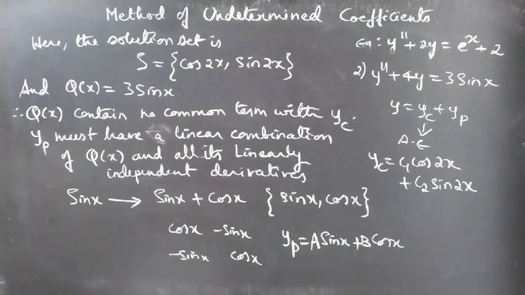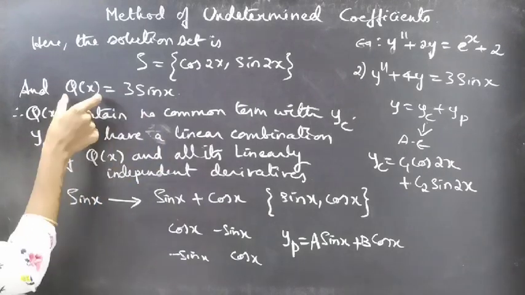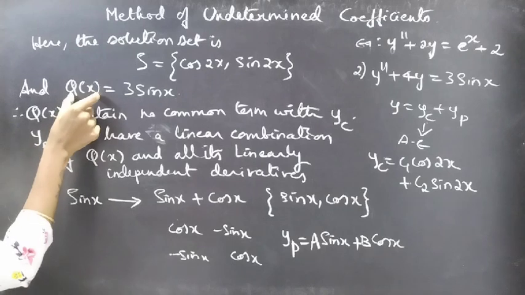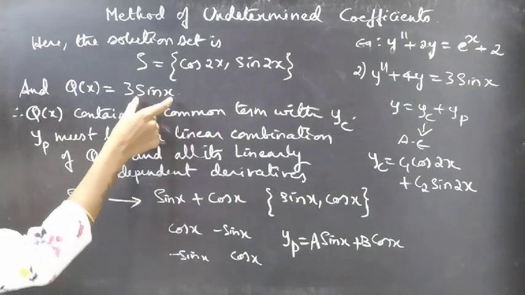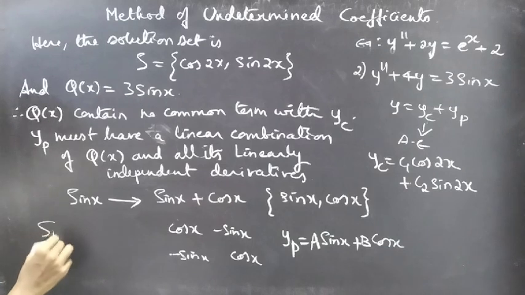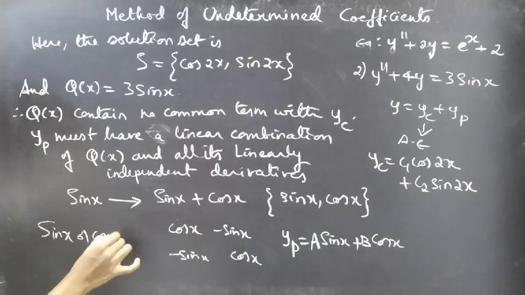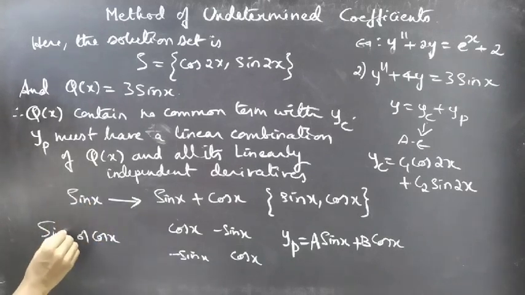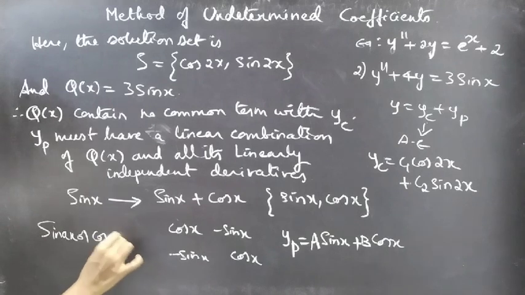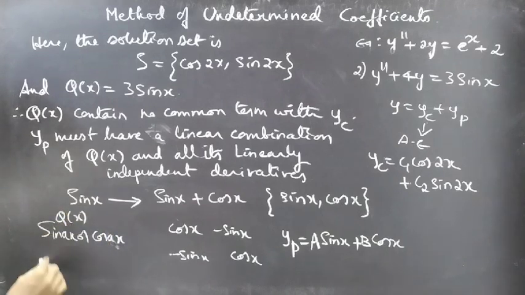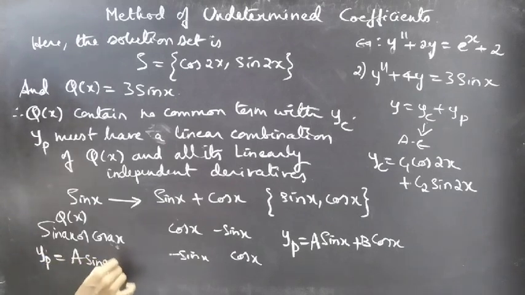Or directly, when you see sin x, and if you don't have a common term in q of x and yc, then simply look at q of x. If q of x is sin ax or cos ax, then yp will be directly a sin ax plus b cos ax. This is a formula. Okay, fine.